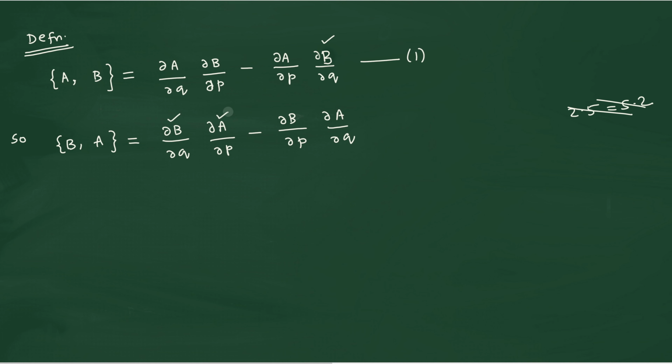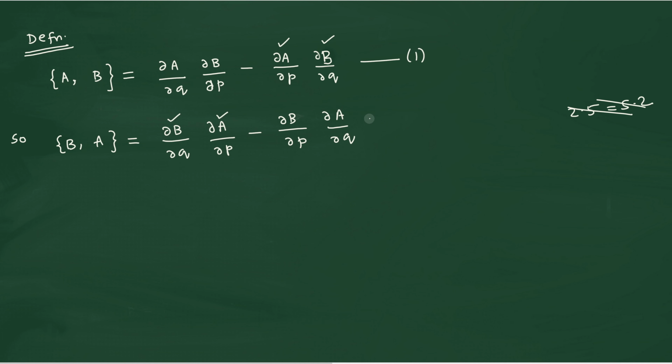Then you have ∂A/∂P. The order is different, but that is what I am trying to say. This is a scalar multiplication, so these two are the same. Then you can identify that this particular expression is there here. These two are the same, but the second term is coming first, and therefore that is going to this side.